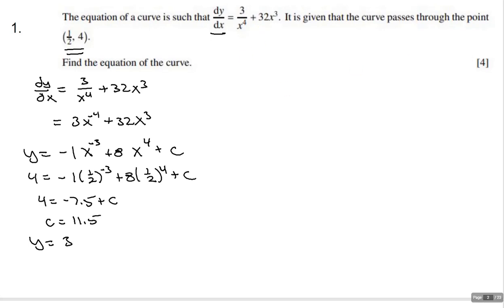Okay, it's going to be negative 1x to the negative third plus 8x to the fourth, and then plus 11.5. It's not really required, but if you want to, you could fix the negative exponent. This is going to become negative 1 over x to the third plus 8x to the fourth plus 11.5. If you do that, then the grader is going to really know that you know what you're doing. All right, so hopefully that made sense.